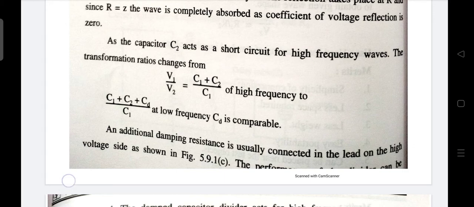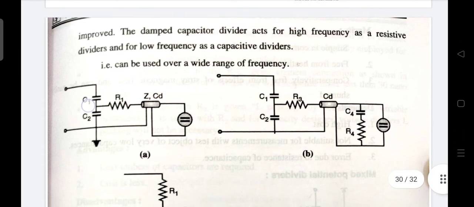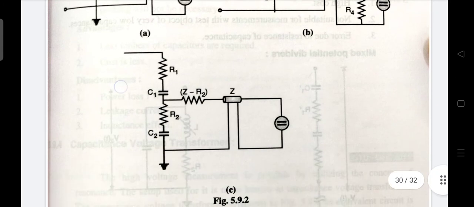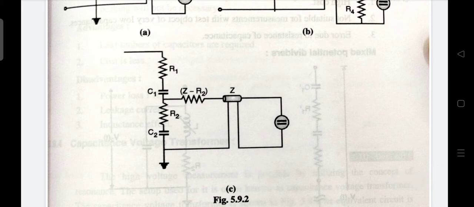So, an additional damping capacitor is usually connected in the lead on the high voltage side, as shown in the figure. The performance of the divider can be improved. The damped capacitor divider acts for high frequency as a resistor divider and for low frequency as a capacitive divider. It can be used over a wide range of frequency.